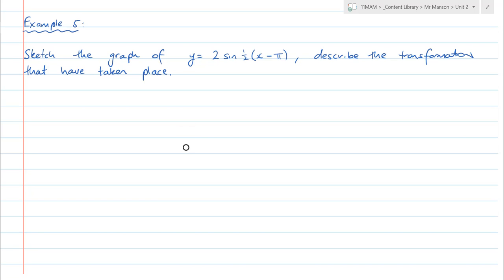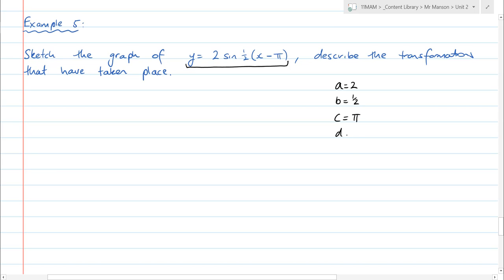So for this one, the first thing I'll do in any question like this is identify the key values, and then I'm going to start to identify what they mean in terms of A, B, C and D, in terms of peak, trough and all that kind of stuff. So my A is equal to 2, my B is equal to 1/2, my C is equal to pi, and in this case my D is equal to 0. We're still not talking about D too much yet, okay? So my D is equal to 0.